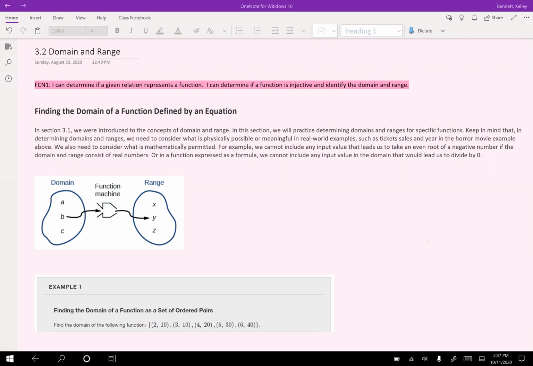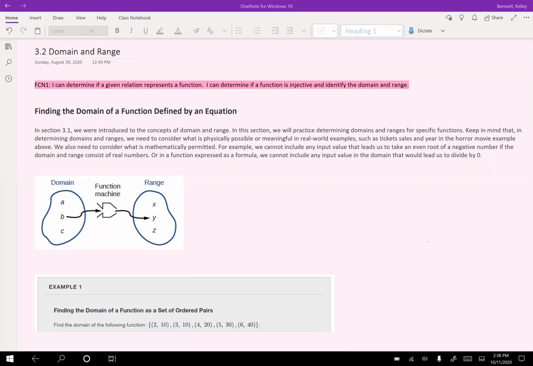So this is a continuation of our SLO FCN1. We want to be able to say, I can determine if a given relationship represents a function, and we covered that in 3.1. We also want to be able to say, I can determine if a function is injective, which we also covered in 3.1, and identify the domain and range. So we're going to dive more into domain and range here in section 3.2.